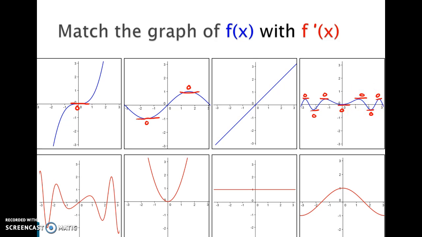But the other things I want you to think about as you're looking at f graphs and trying to sketch a graph of f prime is where the graph is increasing. If the graph is increasing, that means that the derivative would be above the x-axis. You also want to look at where the graph is decreasing, because when the graph of f is decreasing, that means the graph of f prime would be below the x-axis. So with those things in mind, you can match these graphs fairly clearly.